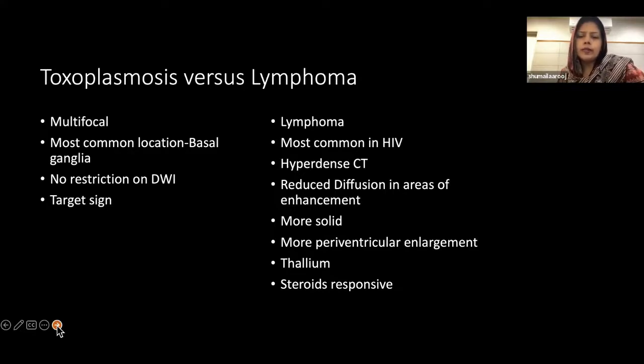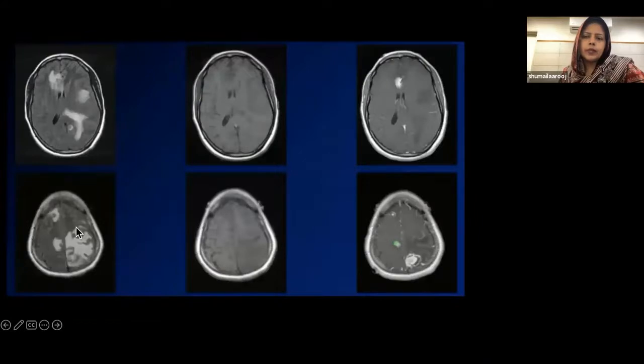They are more solid, they are more periventricular, and they are thallium hot, and they are steroid responsive. So this is a case of toxoplasmosis in which we can see multiple lesions. If you focus on this individual lesion, you can appreciate that there is a central enhancing dot, a central enhancing nodule in this as well. And this is typical of toxoplasmosis.